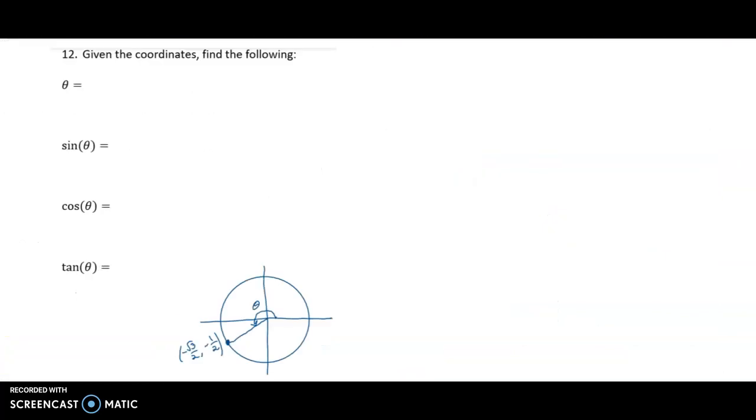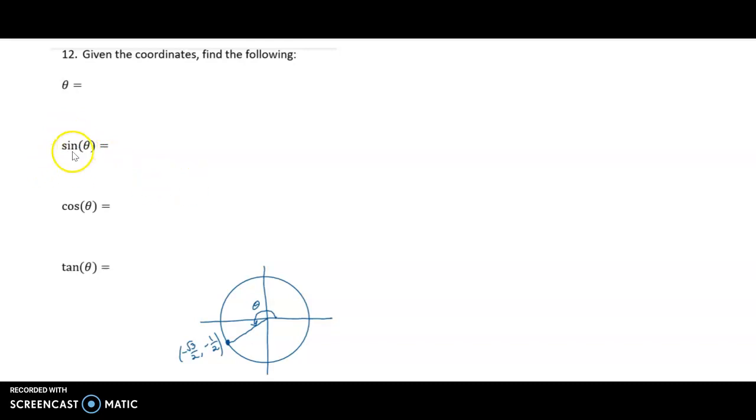All right, question 12 here. We are given a unit circle right here. They give me some coordinates right there. We're clearly in quadrant 3. And they said, given the coordinates, find the following: the angle, the sine of the angle, the cosine of the angle, and the tangent of the angle.